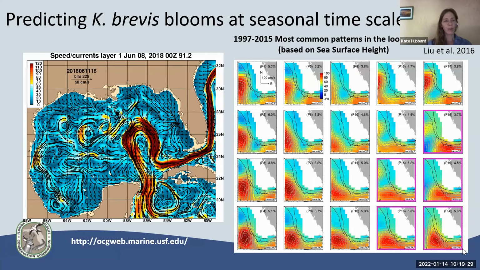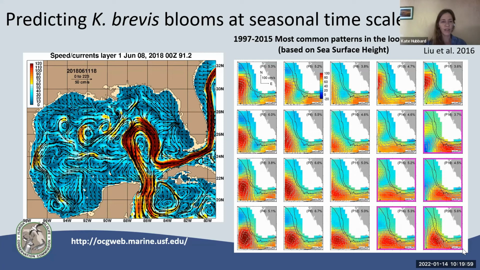So if we think about predicting Karenia brevis, right now we have short-term forecasts that are really tied to the ocean circulation. And as we start to think about forecasting or understanding these blooms at seasonal to interannual timescales, which is something that we're very interested in, again, we are trying to connect some of these potential drivers with what's actually going on in the ocean. We know that the loop current offshore, shown on the left, is really important for setting up circulation patterns on the West Florida shelf.